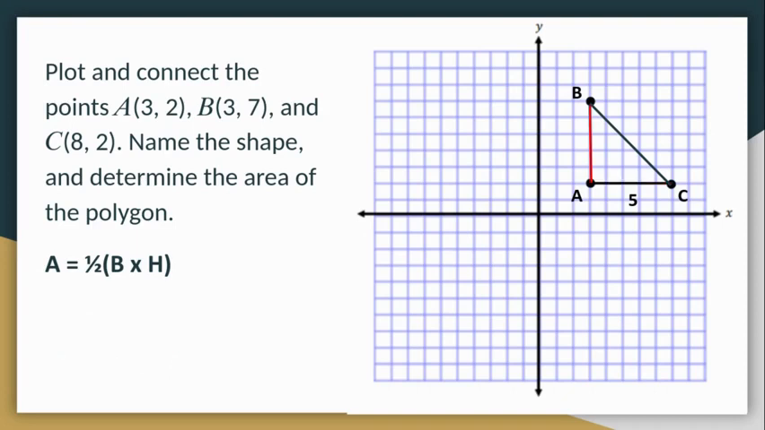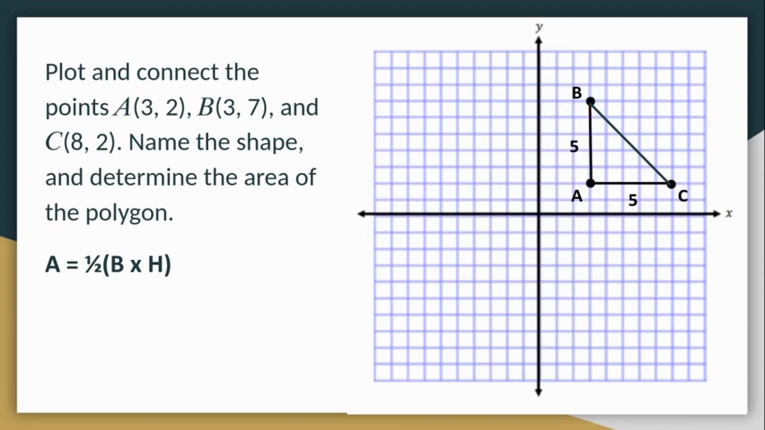Let's repeat this process to find the height of the triangle, the length of line AB. Here, we need to measure the distance between point A and point B. Their x-coordinates are the same, so we must subtract the absolute values of their y-coordinates. The absolute value of 7 minus the absolute value of 2 is equal to 5. Our height equals 5.